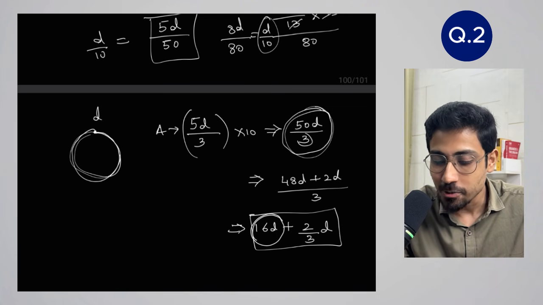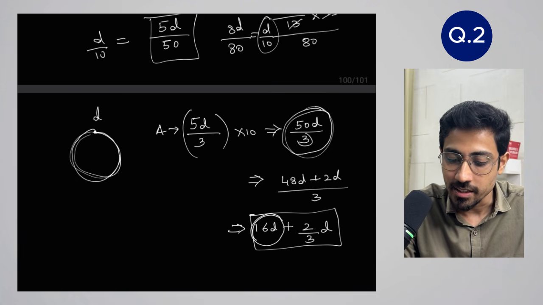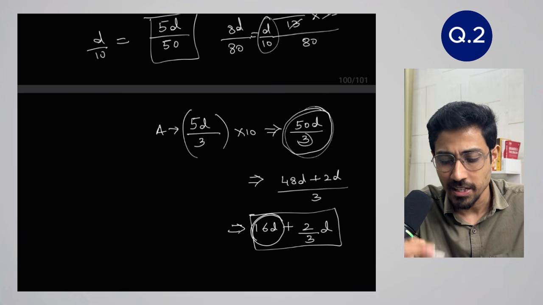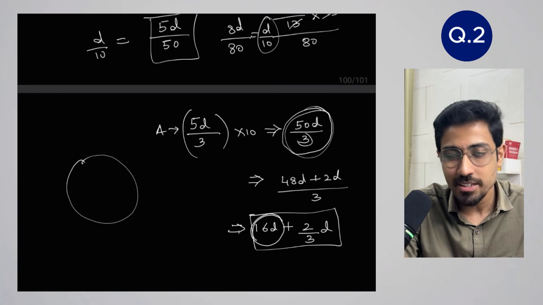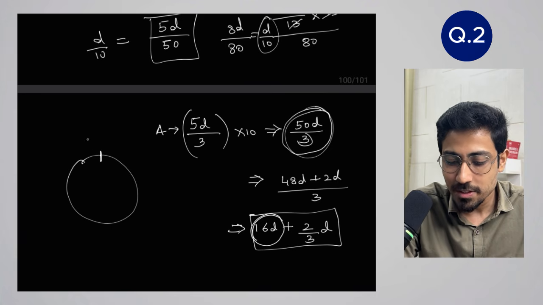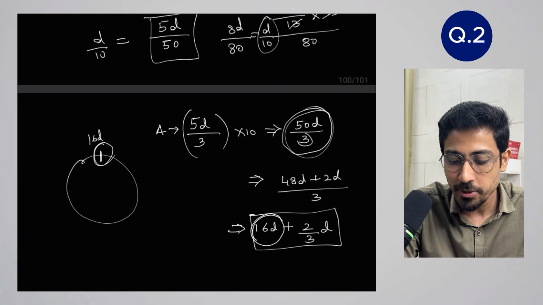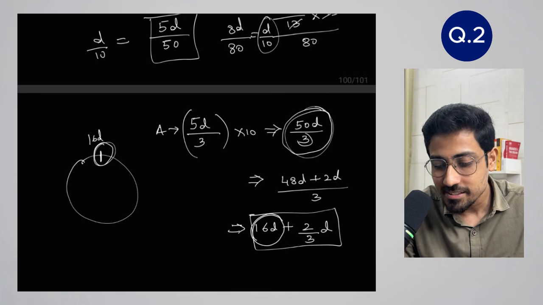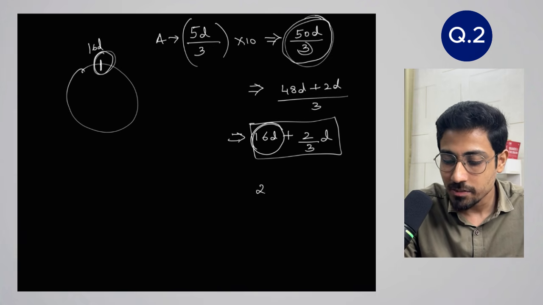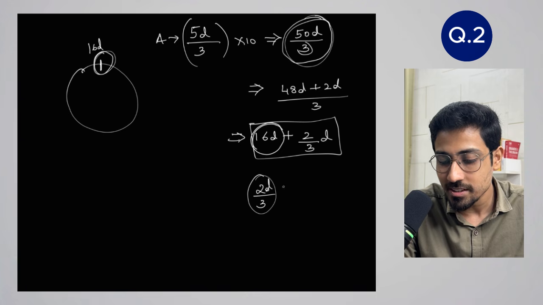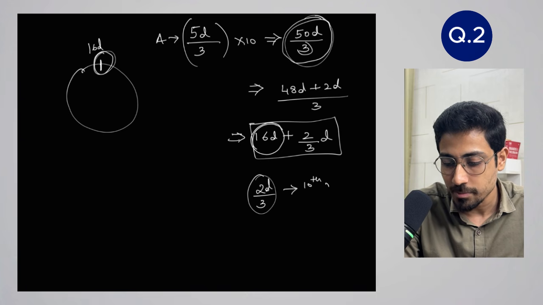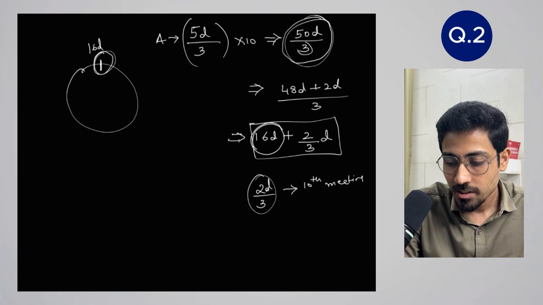After 16D rounds, A has reached the starting point again. That is, it is a circular loop we are having. So 16 times that we can ignore. So after 16D distance, he is back at this point. Okay. How much extra distance will he cover now? He has to cover 2D by 3 more distance to meet at the 10th meeting point. Okay. This will be the 10th meeting point.